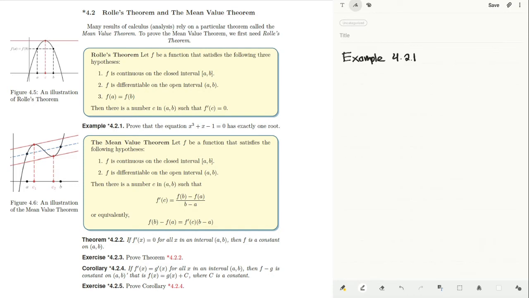So let's take a look at an example for the use of Rolle's theorem. So let's prove that the equation x cubed plus x minus 1 equals 0 has exactly one real root. In order to show that there's exactly one real root, we need to show two things. The first is that there is at least one real root. And the second is to show that there's at most one real root.